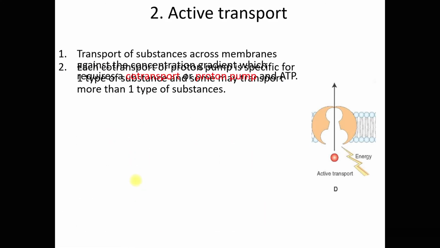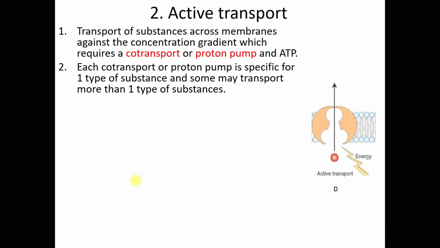So now, active transport. It is the transport of substances across a membrane against the concentration gradient, which requires either a co-transport or proton pump and ATP. So active transport involves either co-transport protein or proton pump protein and also ATP. Each co-transport protein or proton pump protein is specific for one type of substance, and some may transport more than one type of substance.